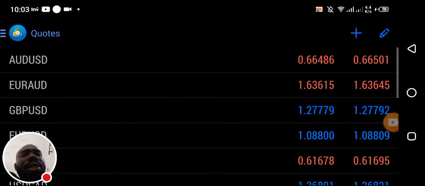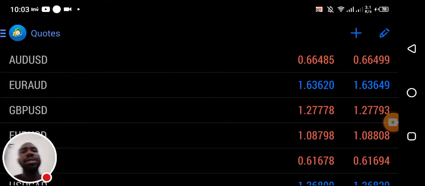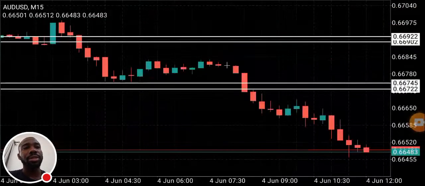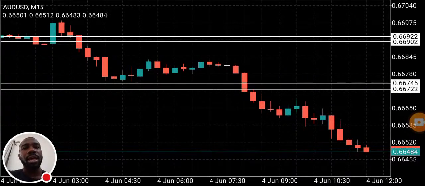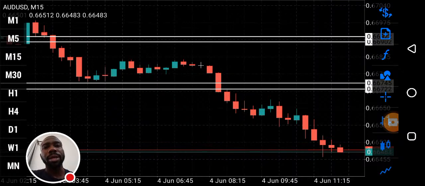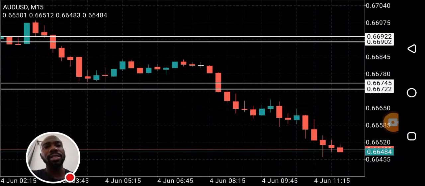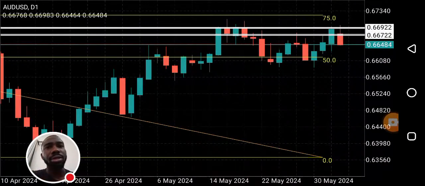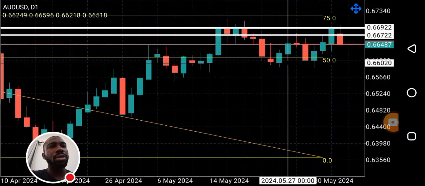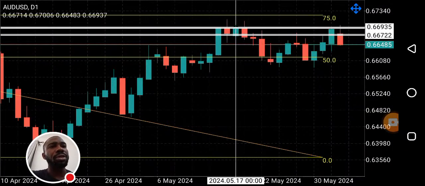So we'll start with AUD USD. My bias on AUD USD is bearish for today's market. For those in the mastermind group, I told you guys last night that we should expect a bearish move on AUD USD because yesterday's candle closed and tested this previous resistance level, right?